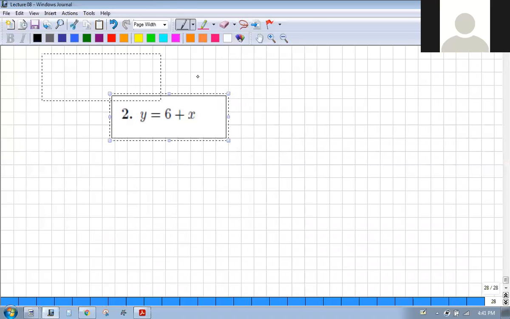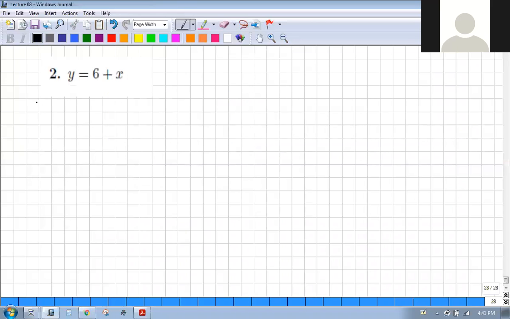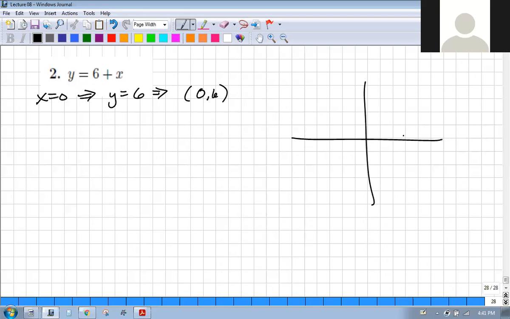What about this guy? Well, if x is 0, then y is 6. So (0, 6). 1, 2, 3, 4, 5, 6. Boom. (0, 6). That's our y-intercept.